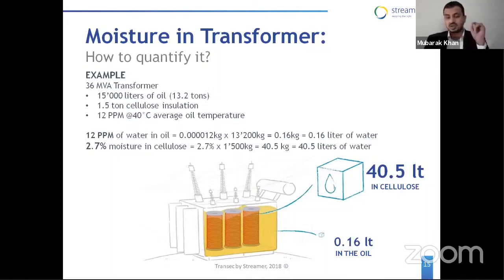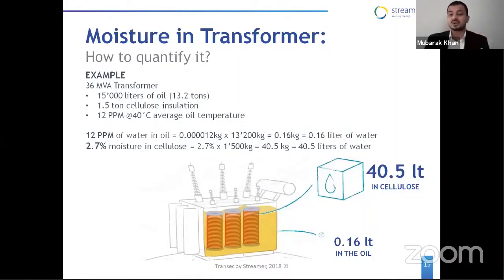Now, when we compared with that percentage of moisture in paper, okay, it came to be 2.7% of moisture in cellulose. 2.7% means 2.7 divided by 100 multiplied by total weight of the cellulose paper, which will come to approximately 40.5 kg, which is approximately equal to 40.5 liters of water. Now 40.5 liters of water means 2 buckets of water. This becomes very dangerous.